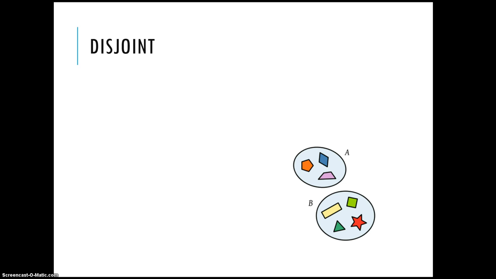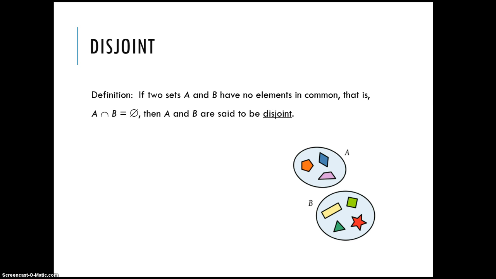All right, disjoint. If two sets A and B have no elements in common, that is, A intersect B is the empty set. Remember, our definition for intersect means the things they have in common. So A intersect B means the things they have in common is the set of nothing, or in other words, there is nothing that they have in common.